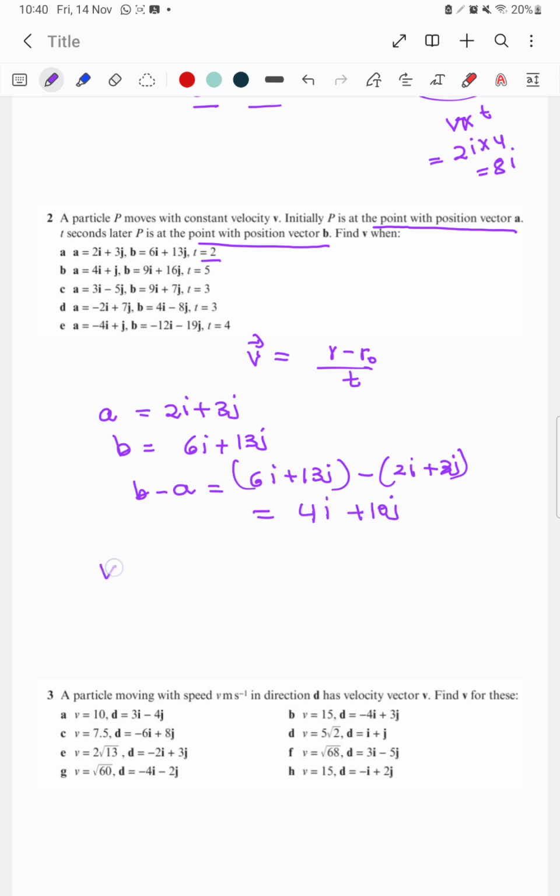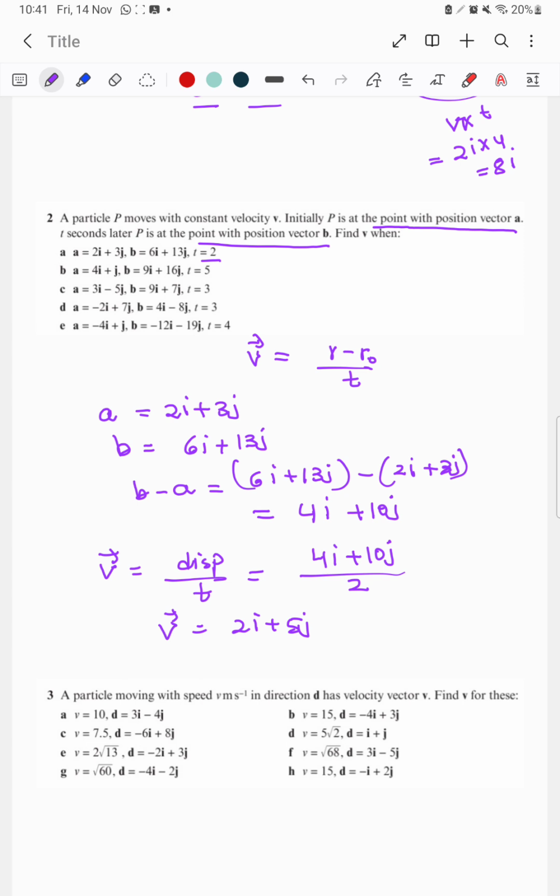Now we have to find the velocity vector. Velocity is equal to the displacement over the time. The displacement is 4i plus 10j, and this displacement has taken place in 2 seconds, so velocity is equal to 2i plus 5j. Because they have asked only for the velocity vector, we have to give this in vector form. All of these questions can be done in the same way.